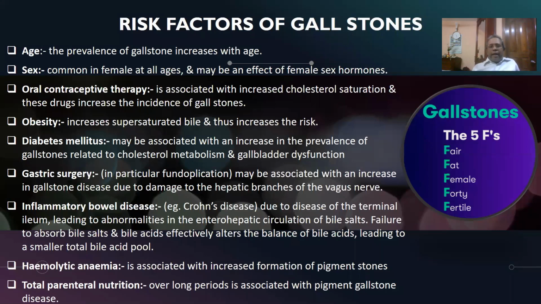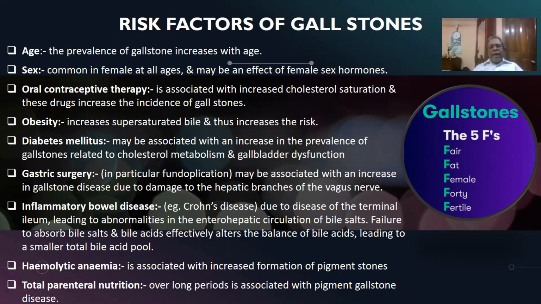For that reason, we write: due to disease of the terminal ileum, leading to abnormalities in the enterohepatic circulation of the bile salt. Failure to absorb the bile salt and bile acids effectively alters the balance of the bile acids, leading to a smaller total bile acid pool. So for that reason, there is a chance of stone formation.